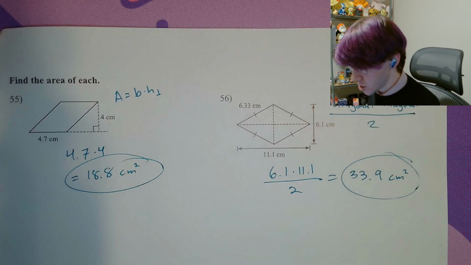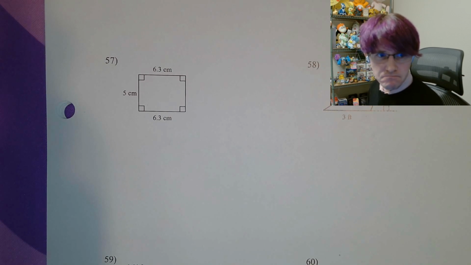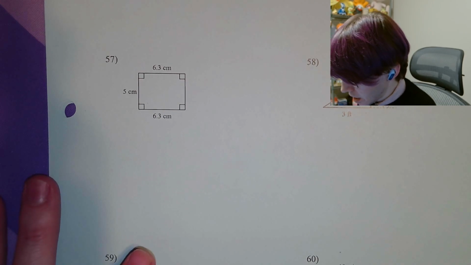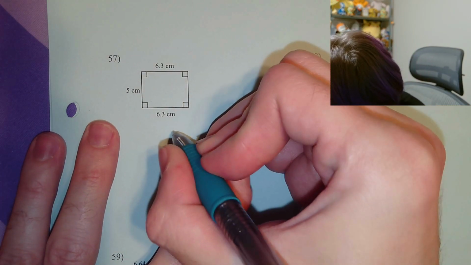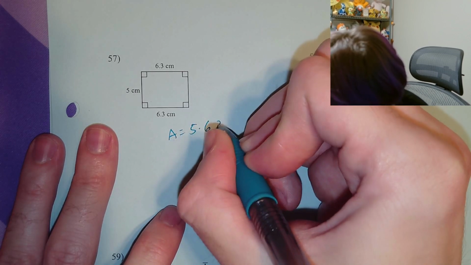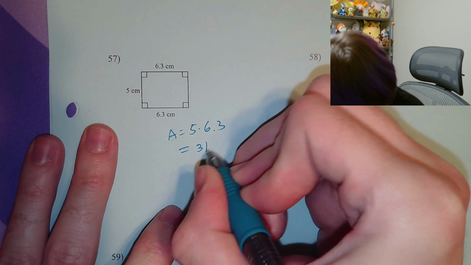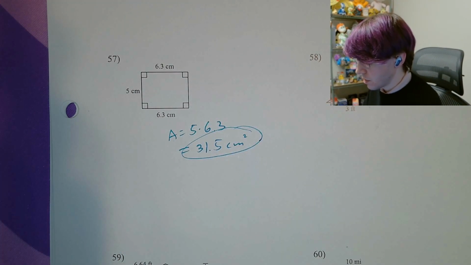All right, question number 57. So on question number 57 there, oof, I can't speak. Rectangle, area of a rectangle, going to be nice and easy. Length times width, base times height. I don't really know what to say on this one, other than the fact that our area here is going to be 5 times 6.3. And what's that going to be? 31.5. See, I can do some math in my head. Don't forget your centimeters squared on this one.